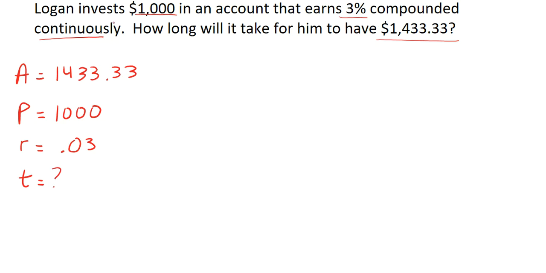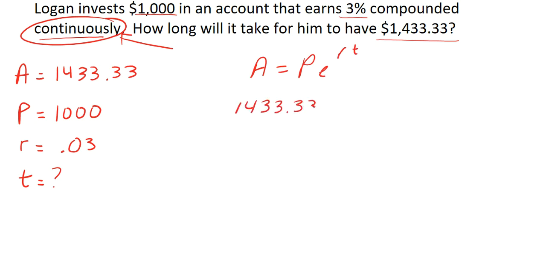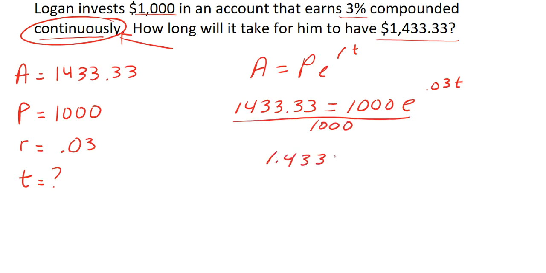So, since it's compounding continuously, that tells me we want to use PERT. So A equals PE to the RT. $1,433.33 is 1,000 e to the 0.03T. So start by dividing by 1,000. I get 1.43333 is e to the 0.03T.